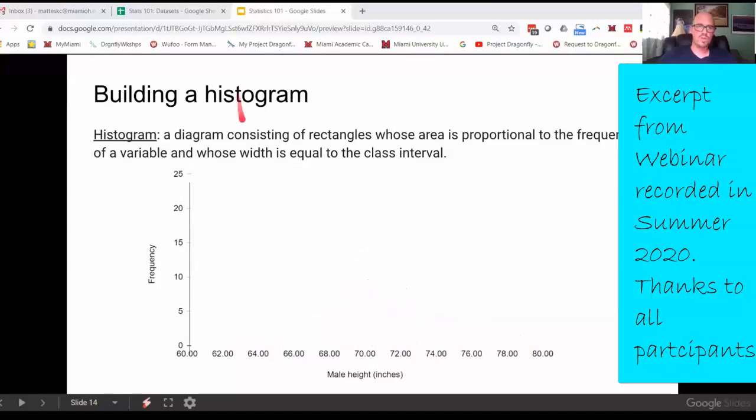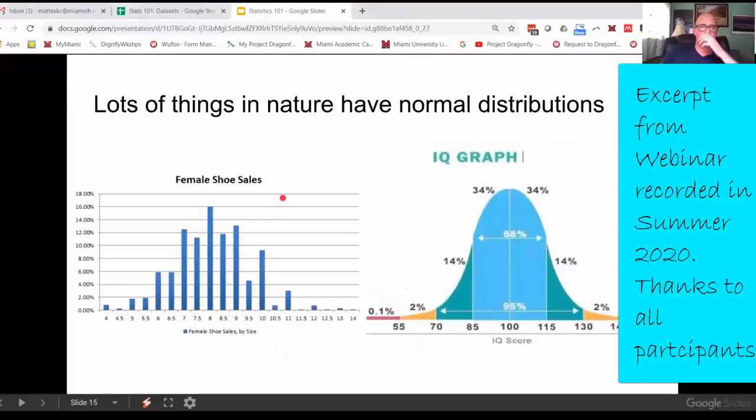All right, let me go back here. Lots of things, like I said, in nature have normal distributions. Female shoe sales, I guess 8 to 8.5. If you drew that curve, that's the most common size, according to this one data set. I don't know where it came from. I'm not citing my sources. I'm maybe being a bad example. I'm sorry. But anyway, this is just for showing you guys an example.